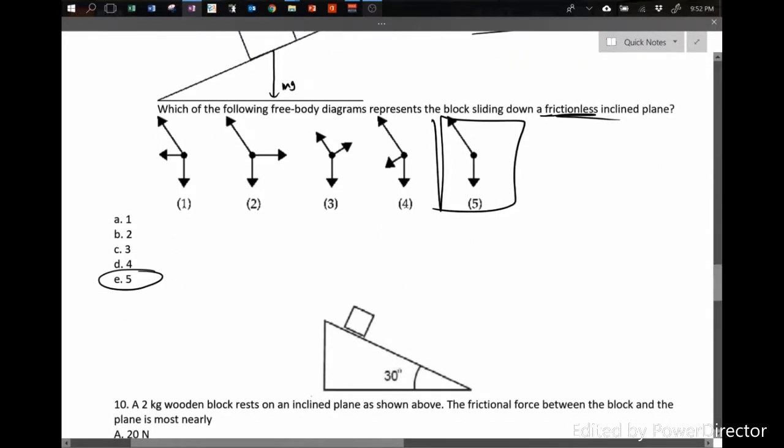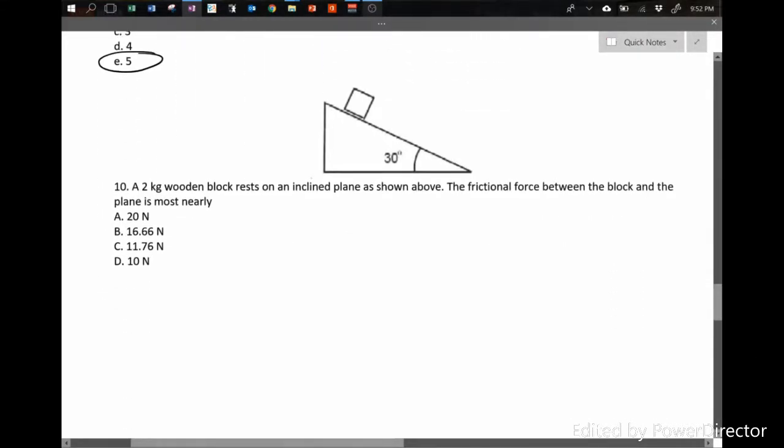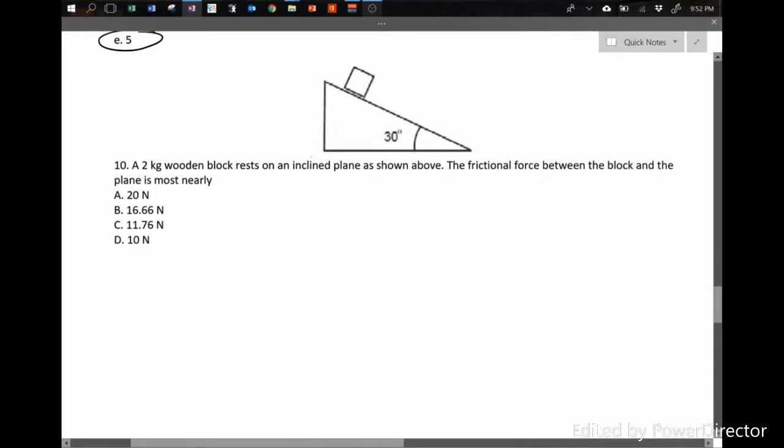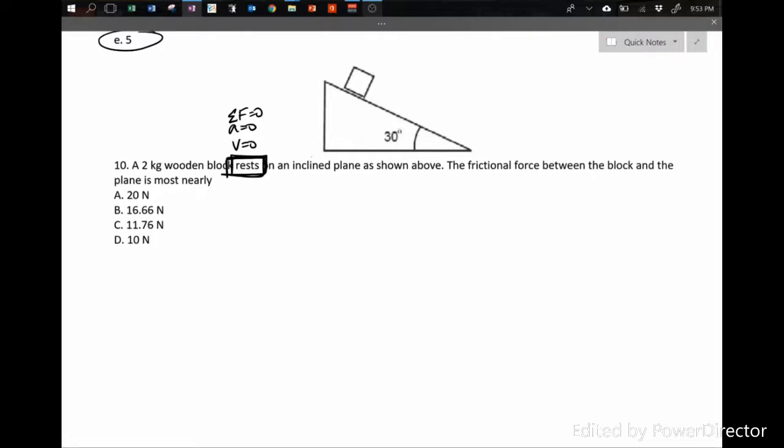Okay. Number 10. A 2 kilogram block rests on an inclined plane, and we want to know the frictional force between the block and the plane. It's at rest on the inclined plane. This doesn't need to have the same kind of bells and whistles for you that constant velocity does, but rest is important. Rest means the velocity is 0 and not changing, the acceleration is 0, and the net force is 0. Be good to know that. So before we do the rest of it, we should do a free body diagram to figure out what's going on.